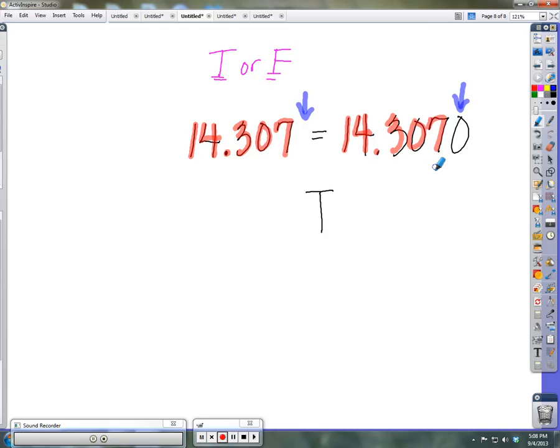Hopefully this helps you understand how to create equivalent decimals.